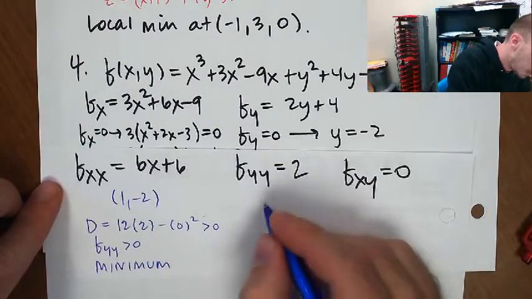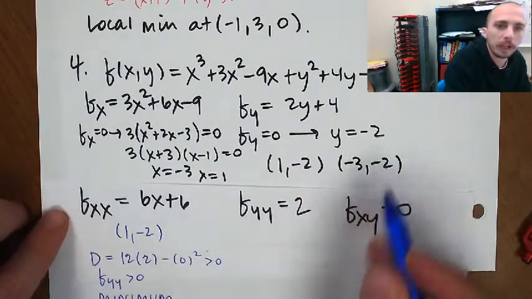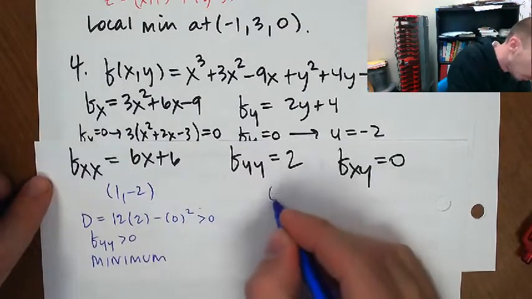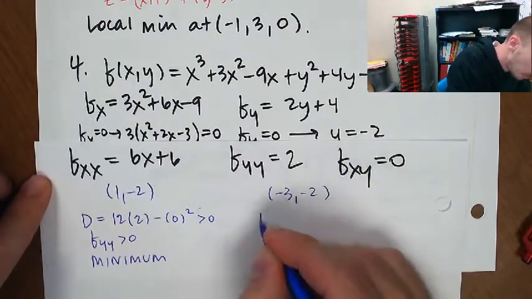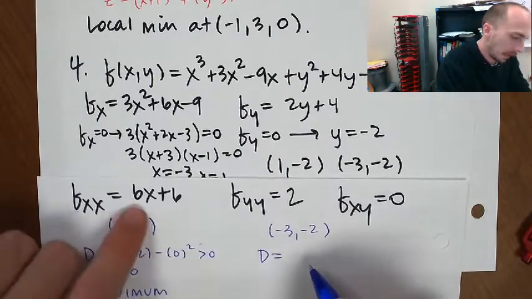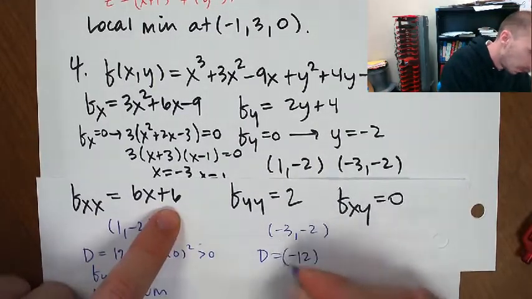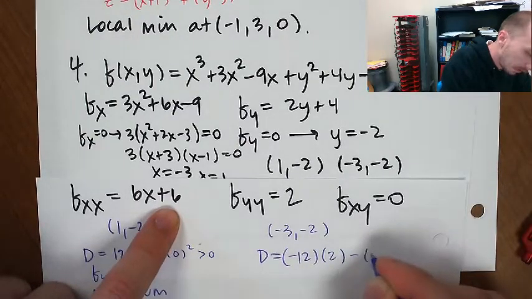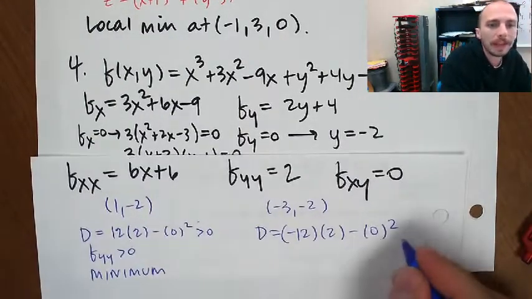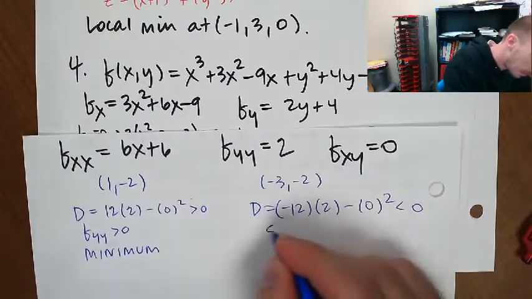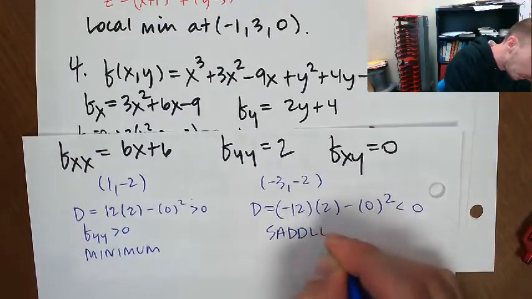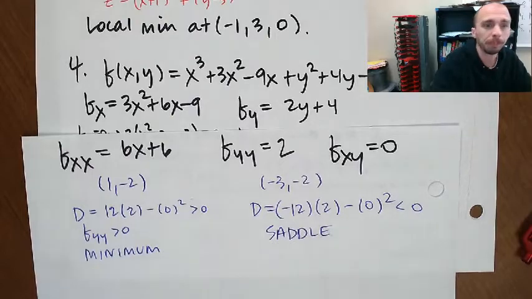And then at the point where x is -3 and y is -2, my determining number is going to be fxx, which is -18 plus 6, is -12, times fyy minus fxy squared. This is a negative number. I know that means I've got a saddle point here.